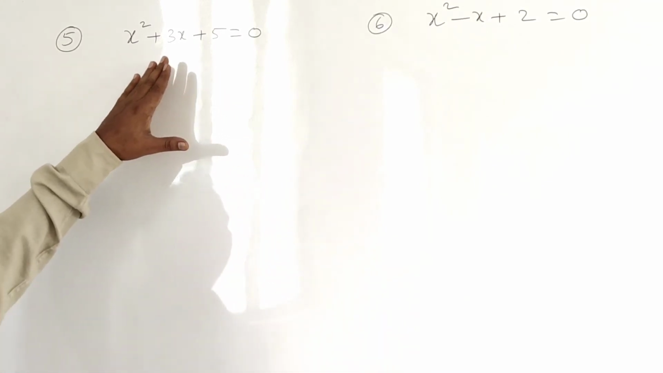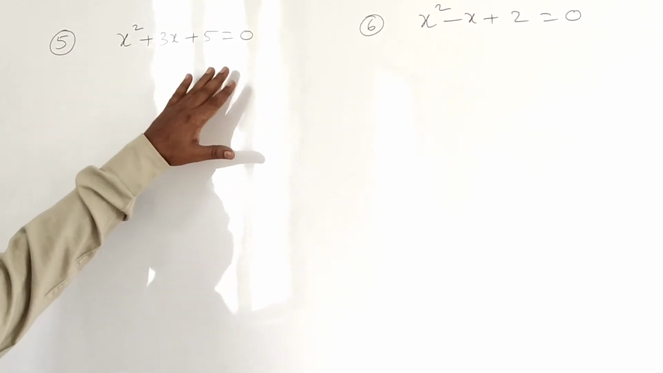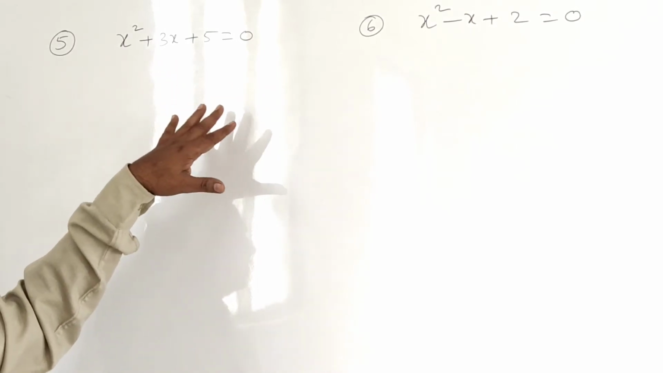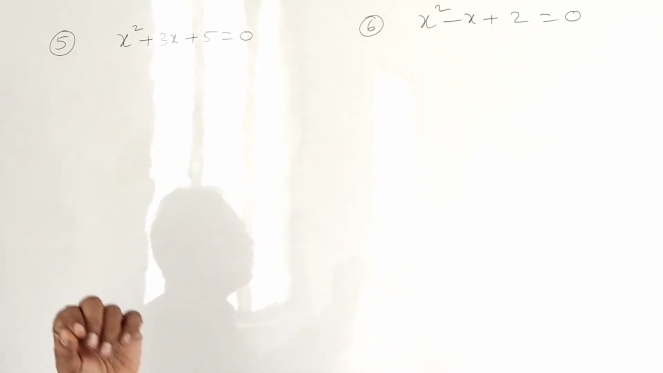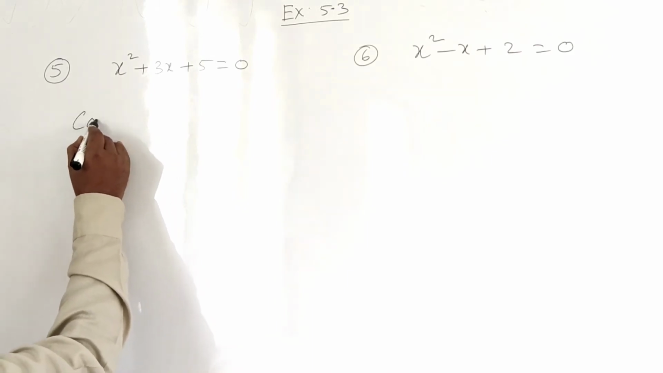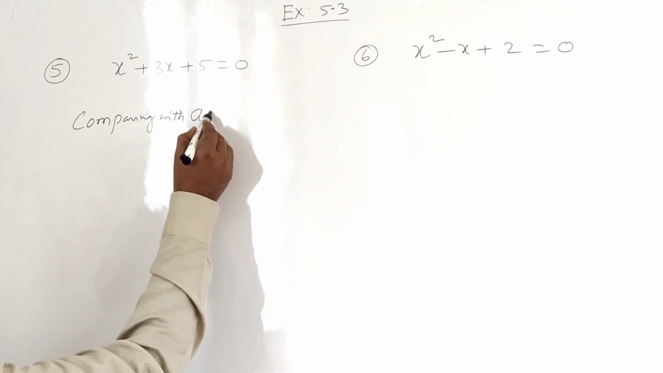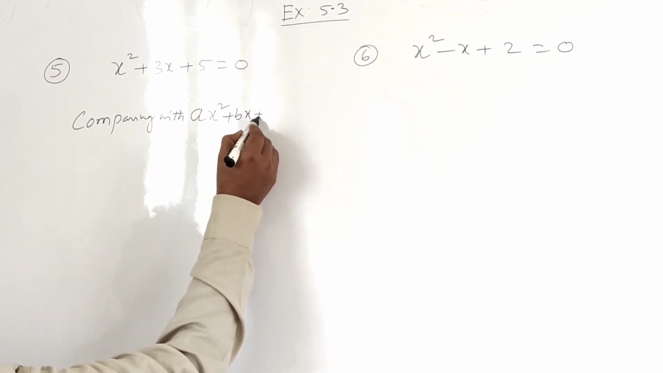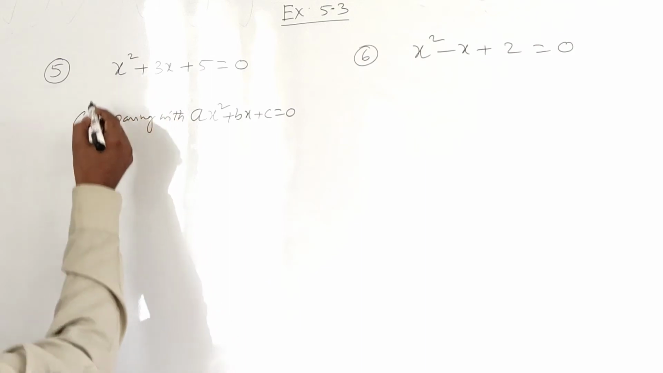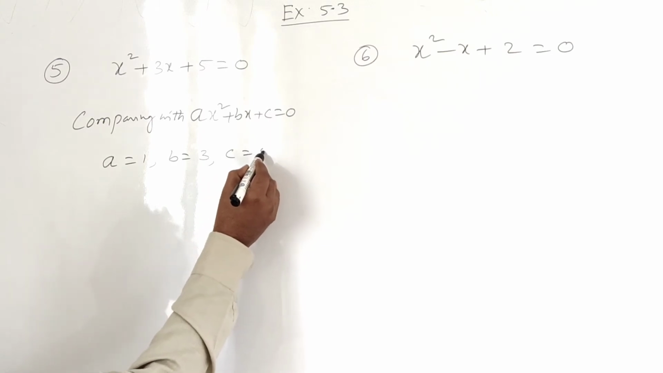It is given x square plus 3x plus 5 is equal to 0. The highest power or degree of this quadratic equation is 2. So that's why the degree of this equation is 2. That's why it is called quadratic. Quadratic means the highest power or degree is 2. So you can compare with ax square plus bx plus c is equal to 0 because it is a general form. Now while comparing, a value becomes 1 and b value becomes 3 and c value becomes 5.